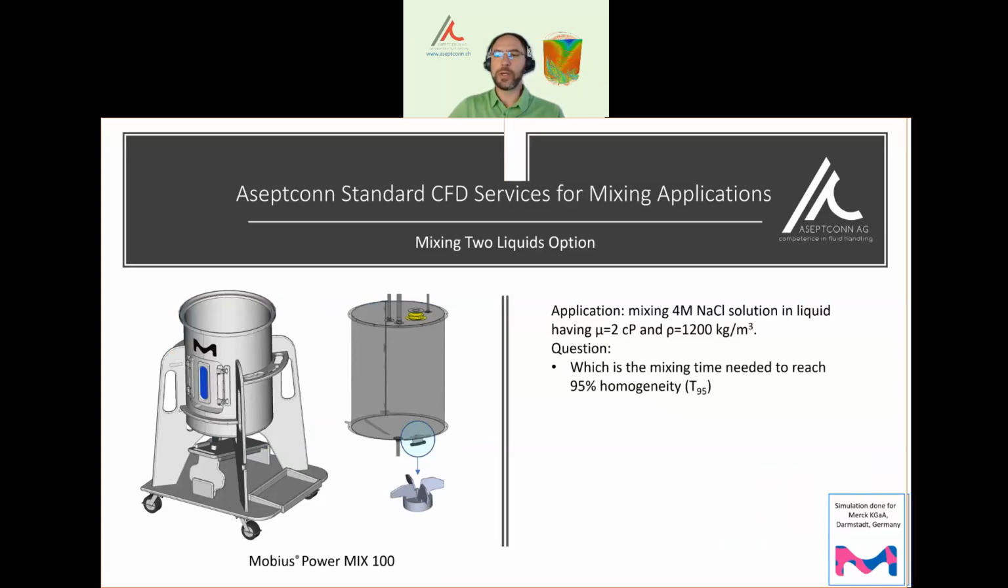Let's go now to the option Mixing two liquids. This is for studying the mixing of a second liquid ingredient into the main liquid. The main target of the study is to obtain the mixing time. The example is from a model validation with the experimental data done for Merck KGaA Darmstadt, Germany laboratory. The application is a mixing of sodium chloride solution in the liquid having 2 centipoise viscosity and 1,200 kilograms per cubic meter density. The question is, which is the mixing time needed to reach 95% homogeneity, which is called also T95.